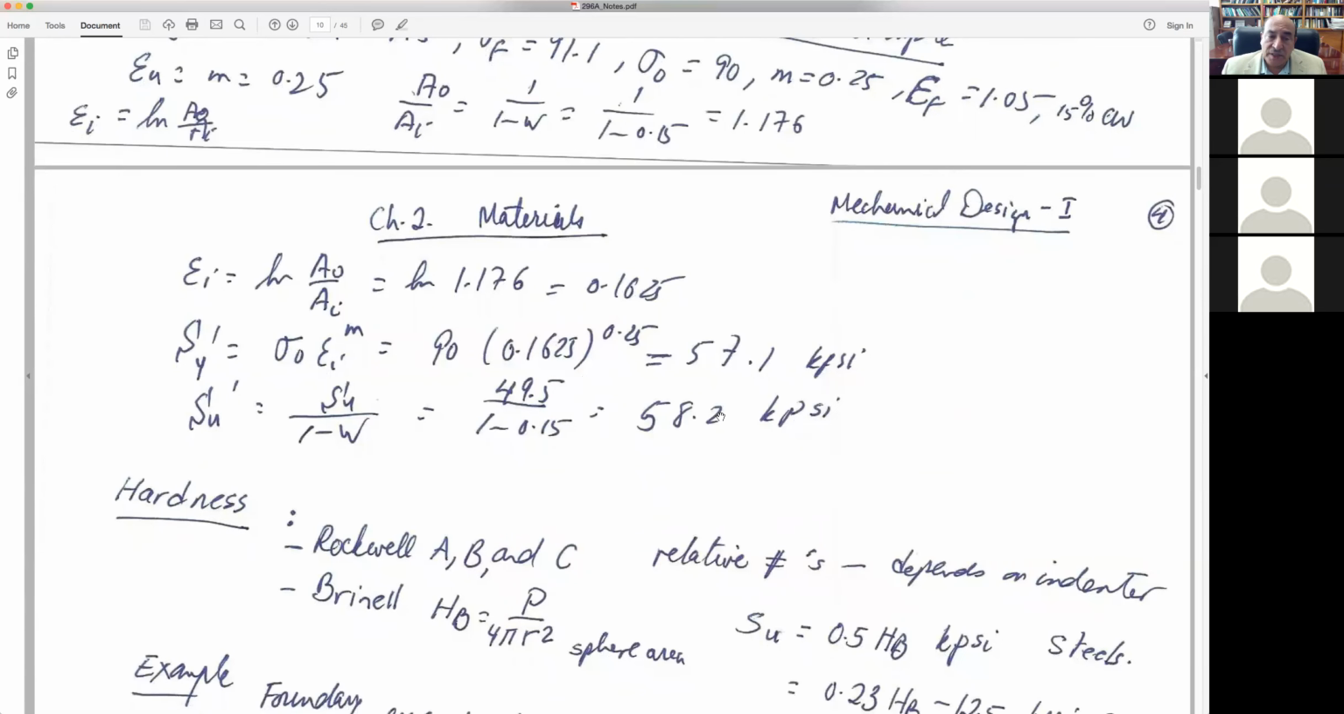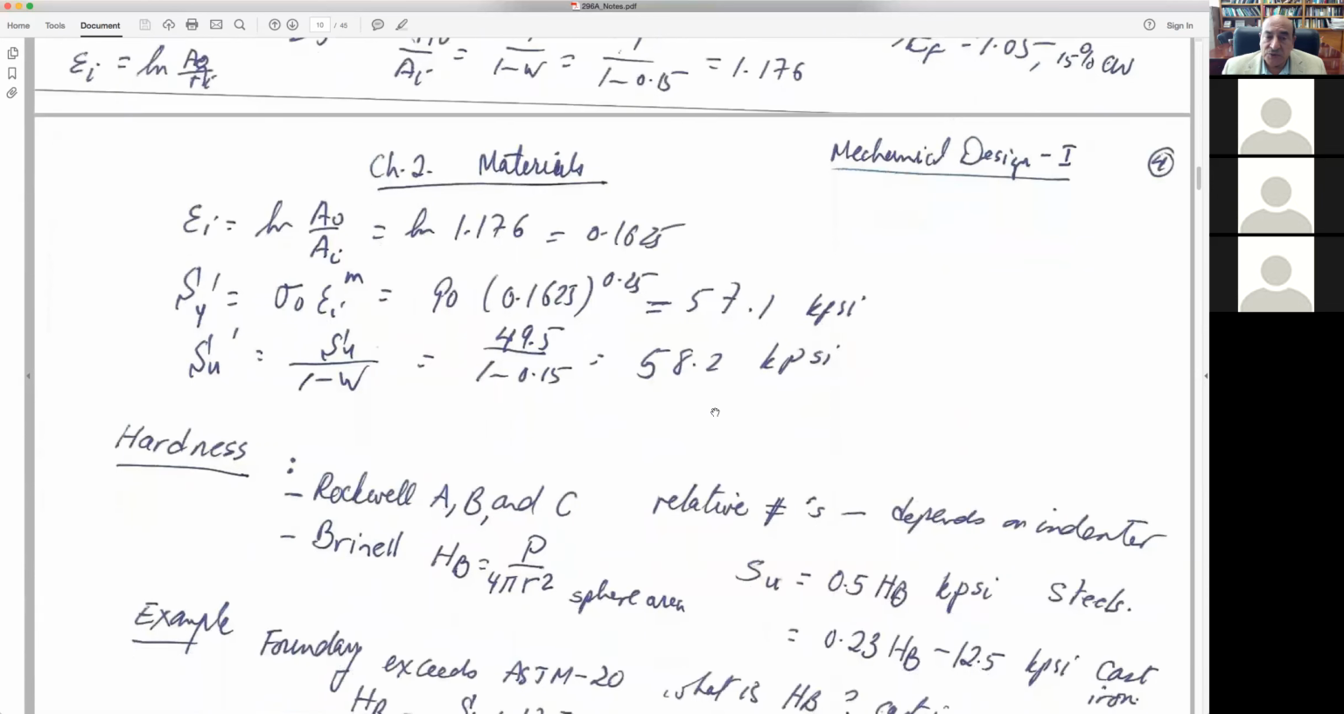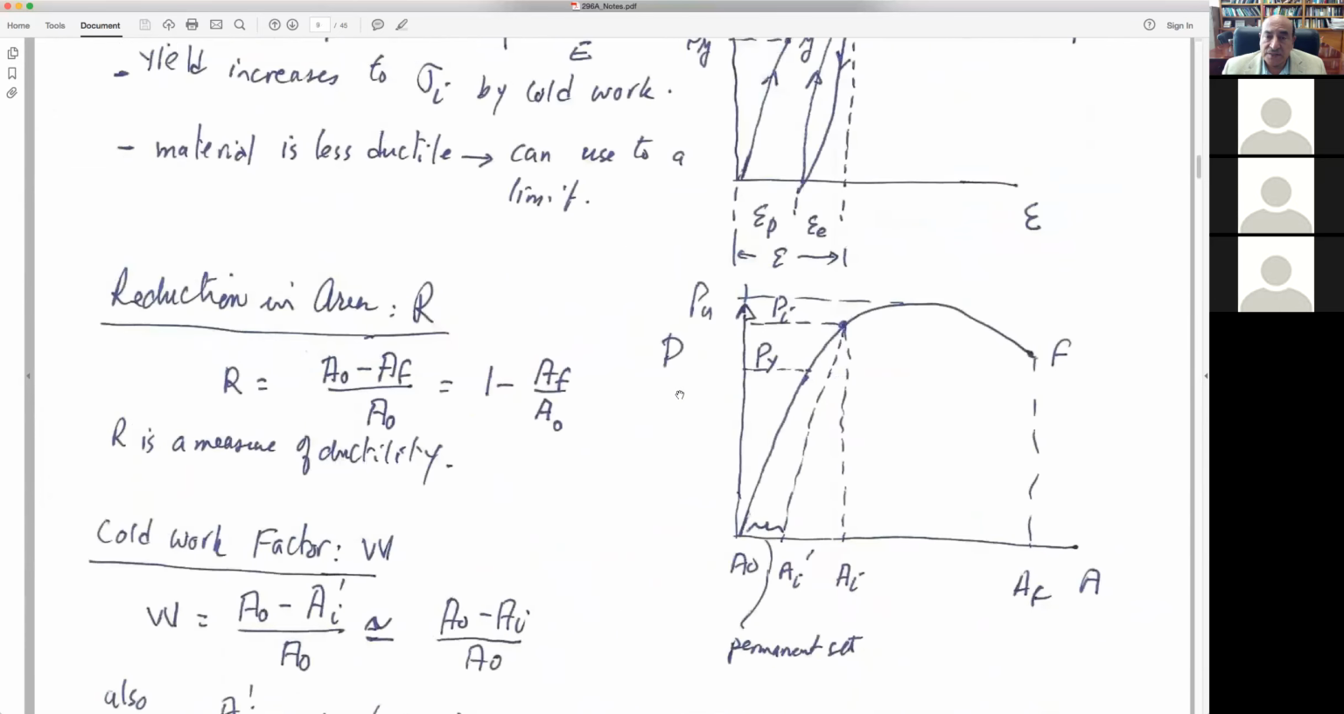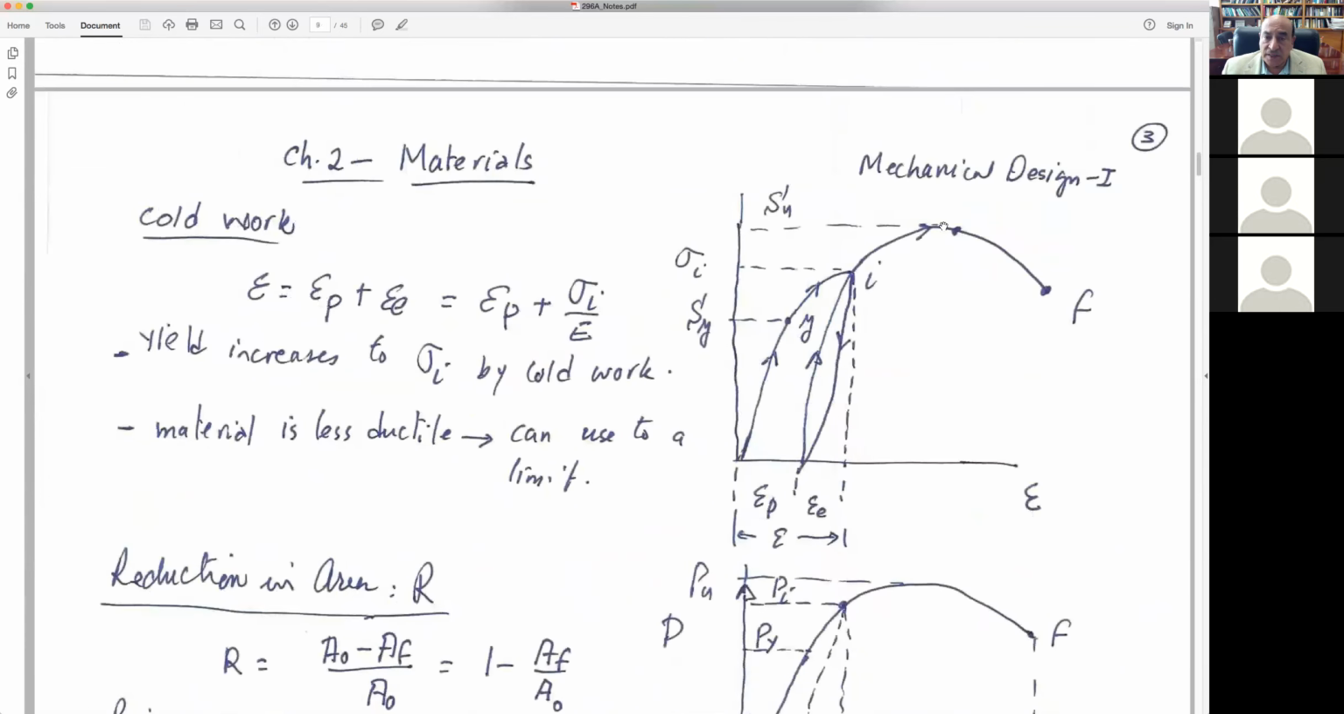So we had problems like this before, and we understand now the meaning of cold work and the characteristics of the stress strain curve here, and loading and unloading, and the meaning of all of the symbols on this curve.